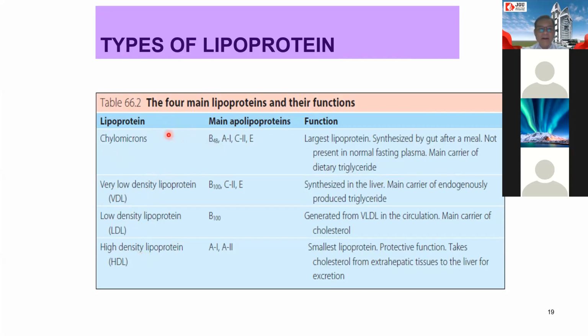Now, in all these lipoproteins, we have the main apolipoprotein. In chylomicron, you have A1, C2, E. In VLDL and LDL, we see the B100. So LDL has a lot of B100, the main apolipoprotein is B100, and also C2 and E. Now HDL has A1, A2.